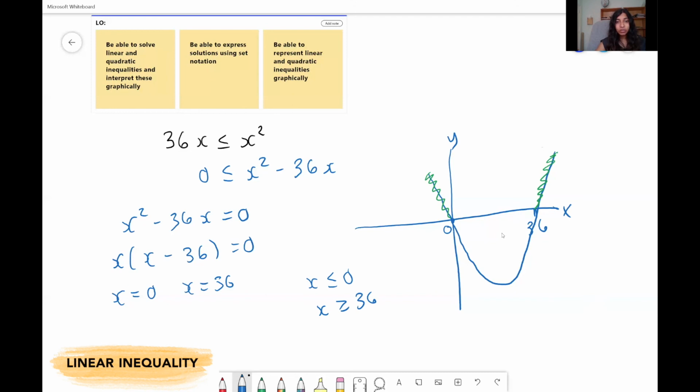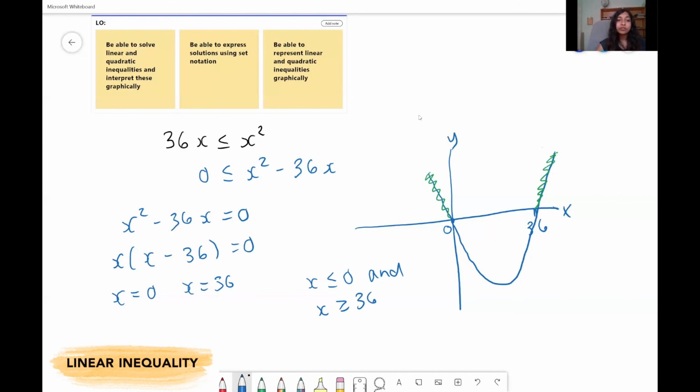So that's how you would solve a quadratic inequality. And we want to be able to express these solutions using set notation. For now, we're just saying and. There is a more mathematical way to put this, so I'll explain how to do this next. They normally ask in some questions to express the solutions to this quadratic inequality using set notation, so you need to know that.